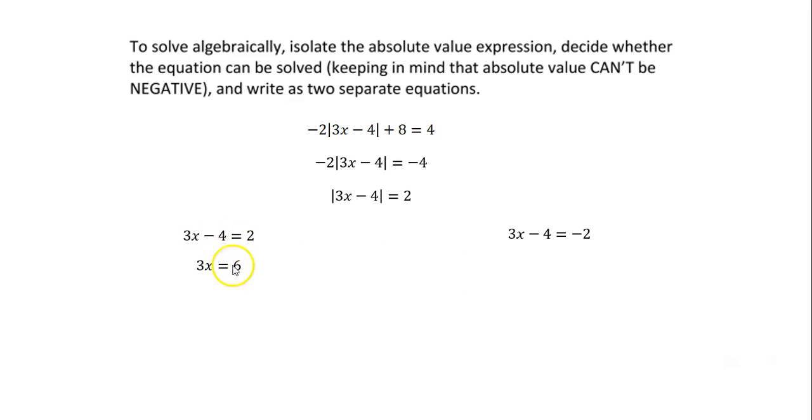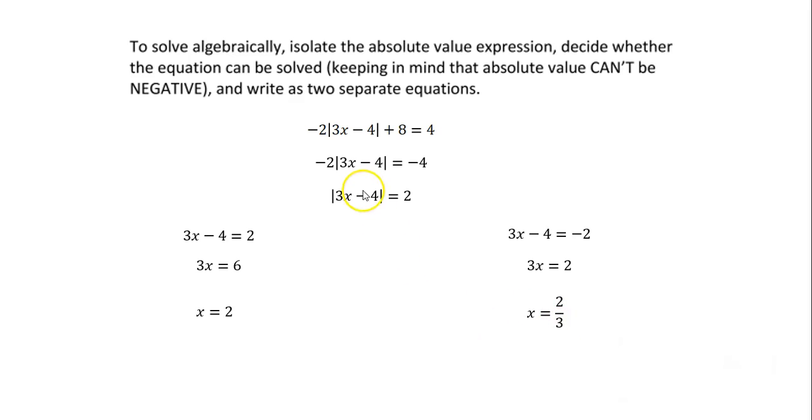Over here, add 4 to both sides, and you get 3x equals 6. Add 4 to this one, kind of doing both of these at the same time. Add 4 to both sides here, and 3x equals 2. Back over to this one, solve for x, divide both sides by 3, x is 2. Over here, divide by 3, or x could be 2/3.